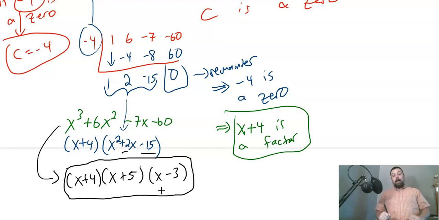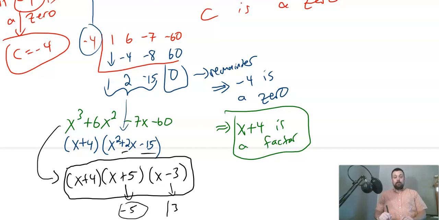And by having these factors, we can identify more zeros of the polynomial, because remember, the factor theorem works in both directions, right? If negative 4 is a 0, then x plus 4 is a factor. But it also works the other way around. If x plus 4 is a factor, negative 4 is a 0. And that applies to these other two factors as well. If x plus 5 is a factor, then negative 5 is a 0. If x minus 3 is a factor, then 3 is a 0 of the polynomial.